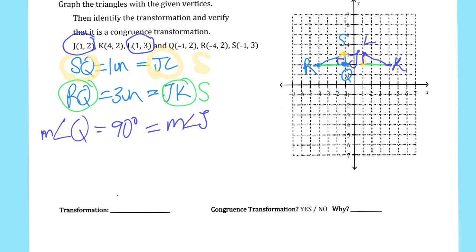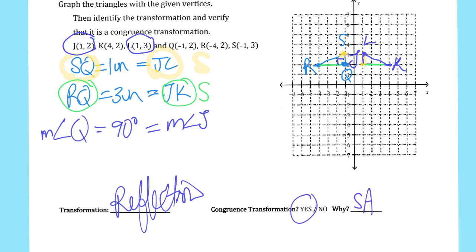Okay, so this is a reflection. And then also they're congruent to each other. Why? By side angle side. Congruence. So the truth is, yeah, absolutely, those two are congruent. Now let's try another one.